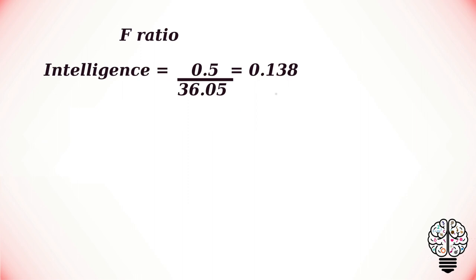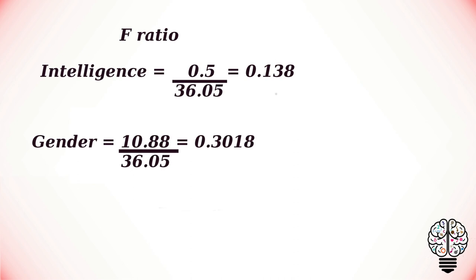With that, we can calculate our F value. To calculate the F value for intelligence, we have to divide the mean of sum of squares of the column value by the mean of sum of squares of the residual. If we do that, we'll get our F value for intelligence as 0.0138.